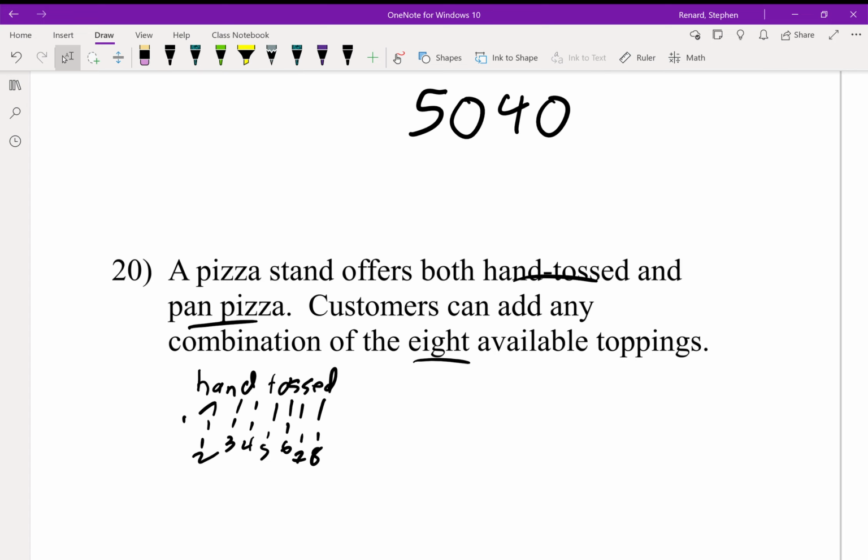So if you want, I'll give you 10 extra credit points for putting together that tree. And I will see you guys on Monday.